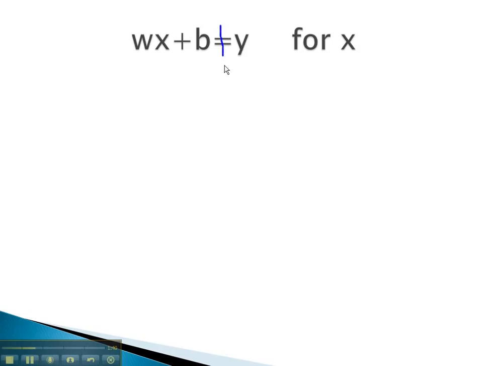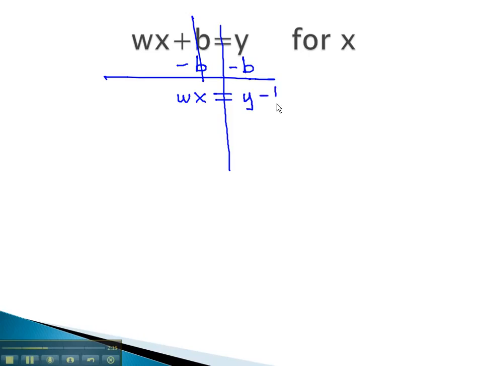Here's a problem where we can balance through the equal sign, and our goal is to solve for x. This means we want the x to be alone on the left side of the equation. We'll treat the other variables like numbers. If the other variables were numbers, we would add and subtract first. So to get rid of the plus b, we will subtract b from both sides. Notice b minus b subtracts out, and we're just left with wx equals. We don't have like terms, so we just leave it as y minus b.